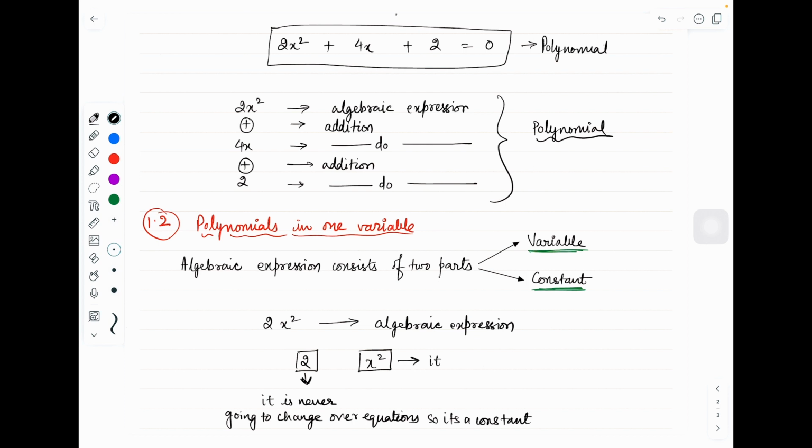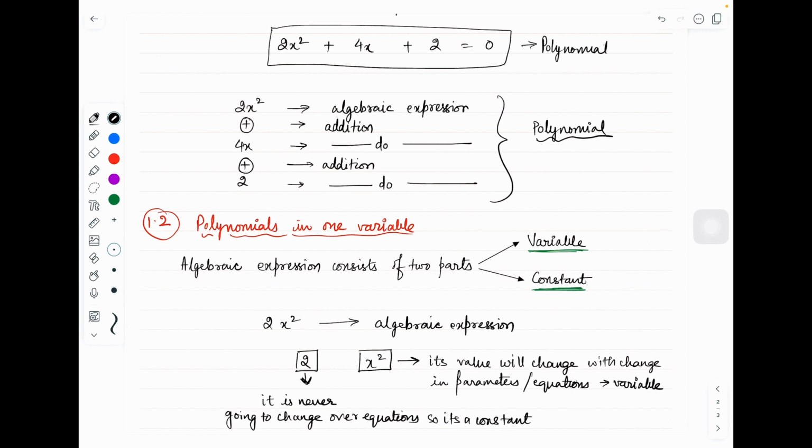Its value, x square's value, will change with change in parameters or equations. If I change the parameter, instead of 0 if I write 2, 3, 4, the value of x is going to change, but the value of 2 will never change. So this part is the constant part, and this part is the variable part.